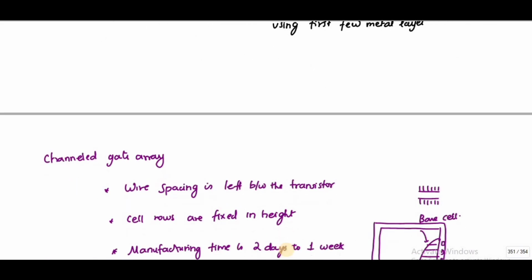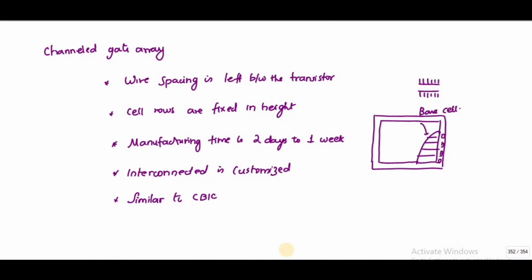The gate array is also considered under the semi-custom design. First one is the channeled gate array, because it is classified into three types, right? Here the wire spacing is left between the transistors. So between the base cells you can see there is a space left out. Here the cell rows are fixed in height, and the interconnect is customized, and it is very similar to the CBIC, and the manufacturing time is 2 days to 2 weeks. Okay.